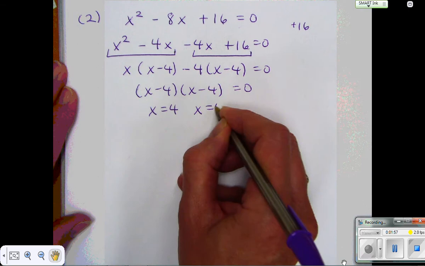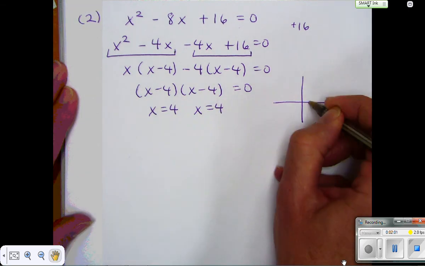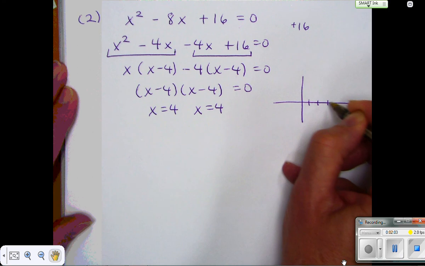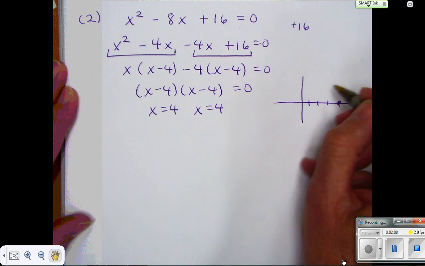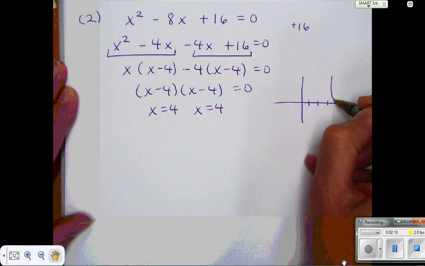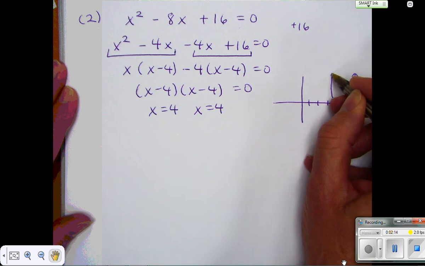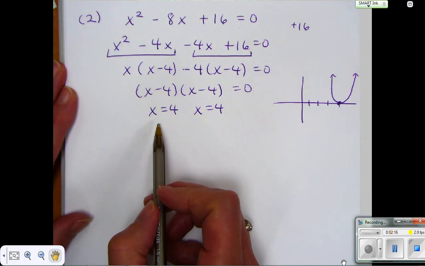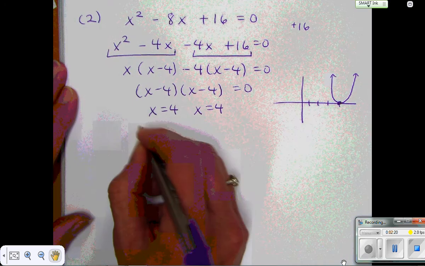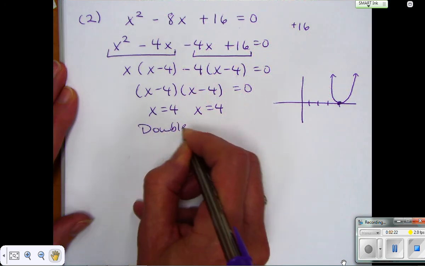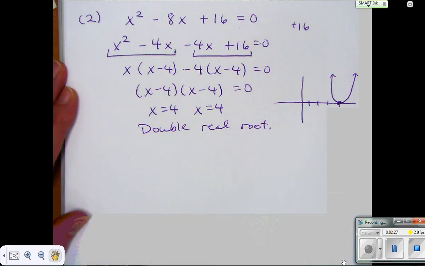We talked about this a little bit before in previous classes. But what that means is here's your root where x is 4. The parabola is going to come down, hit that number, and go back up. So it bounces off of that value for x, and that's what happens when you have a double root. So for your answer, you could say double real root. That means 2 real roots.